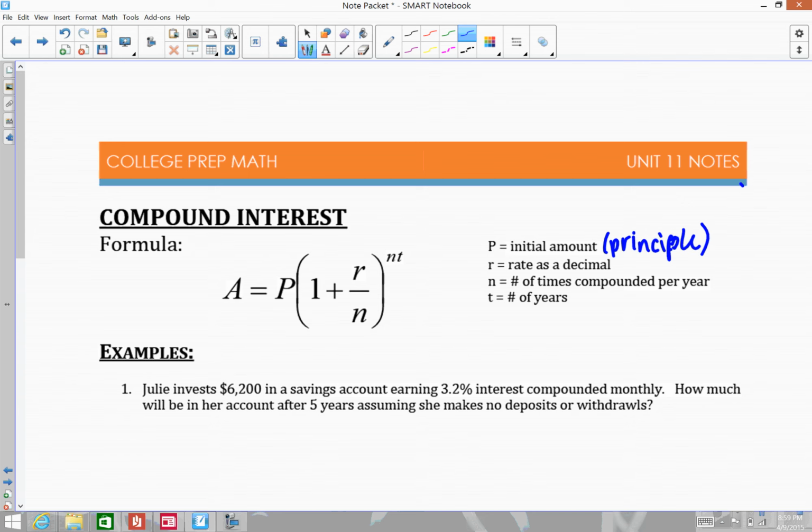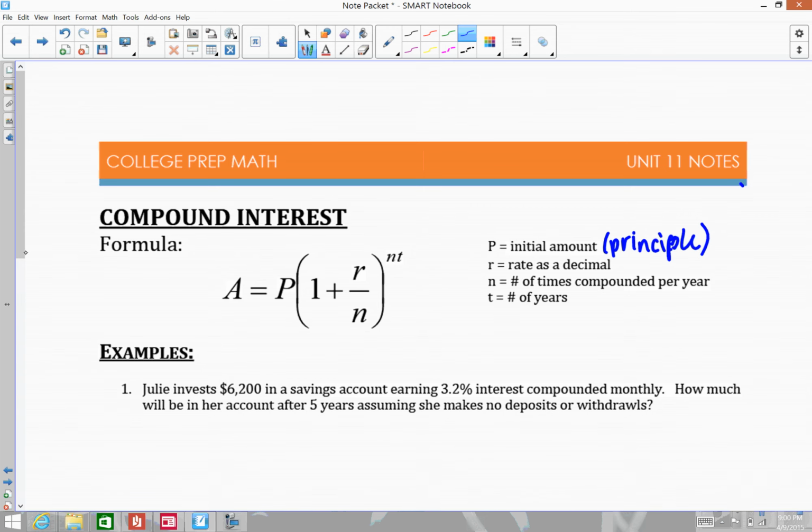And then this part here is going to calculate that growth factor. Notice that we divide r by n this time because n is going to represent the number of times that we compound the interest, the number of times that we put it together, basically. So we have to divide that rate by the number of times that we're compounding it. And then raised to the nt is, again, we have to multiply the number of times we compound the interest by however many years we're talking about.